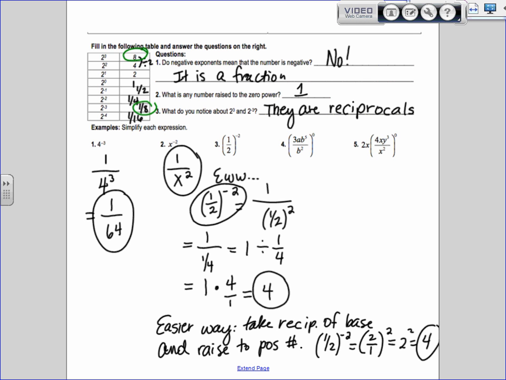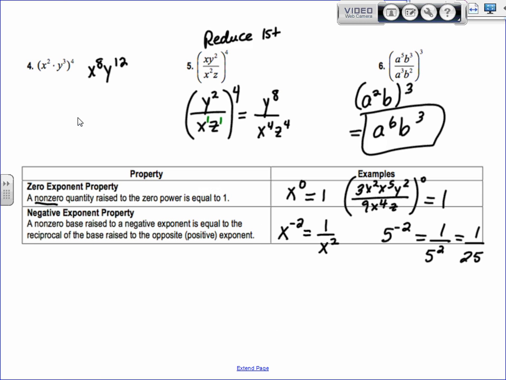Okay, so go back to your last little table. We're going to do one more example. If I have 2/3 to the negative 2, I don't want to do 1 over 2/3 to the positive 2. I want to avoid the 1 over the fraction thing. So what I'm going to do is flip the base, 3 over 2, and raise it to the positive 2.